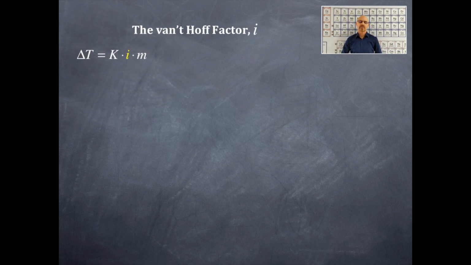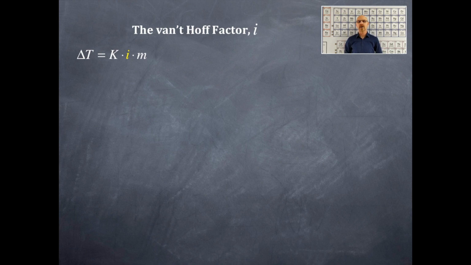And you should be familiar with this equation. That is delta T is equal to kim. The delta T is the change in temperature of the boiling point or the freezing point. The K is the constant for either the boiling point or the freezing point. The i is the van 't Hoff factor, and that's what we're talking about today. The little m is the molality, and that is moles of solute per kilogram of solvent.